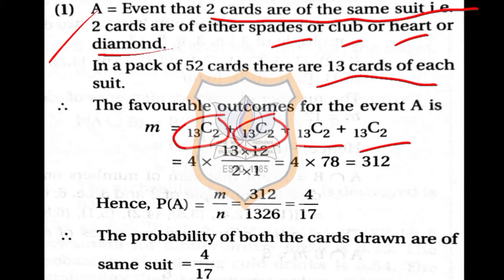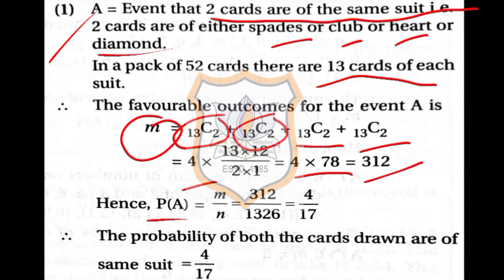So if you see all the terms are same, so we can write 4 into 13 into 12 upon 2 into 1. So you can cancel this, 2 ones are, 2 sixes are. So your answer will be 4 into 78 and that will be 312. And what is this? This is M. N you have already calculated, 1326.